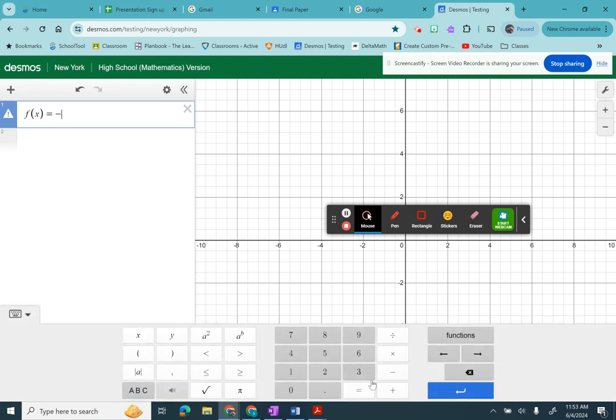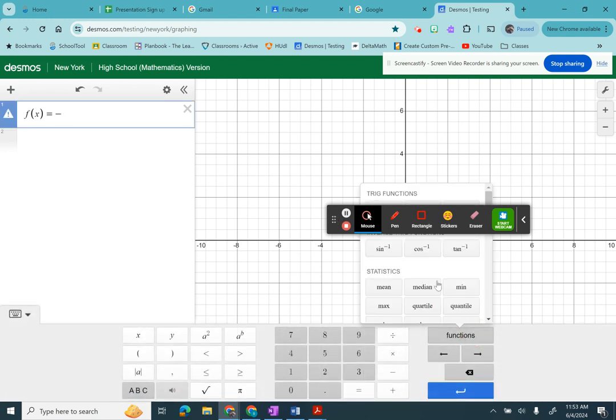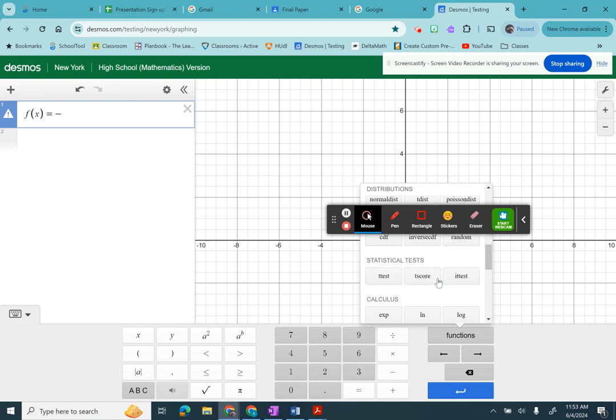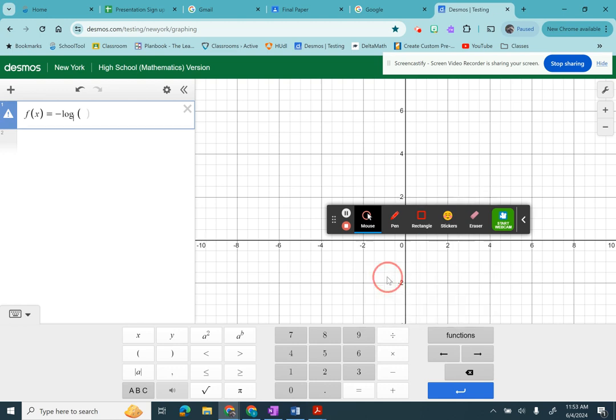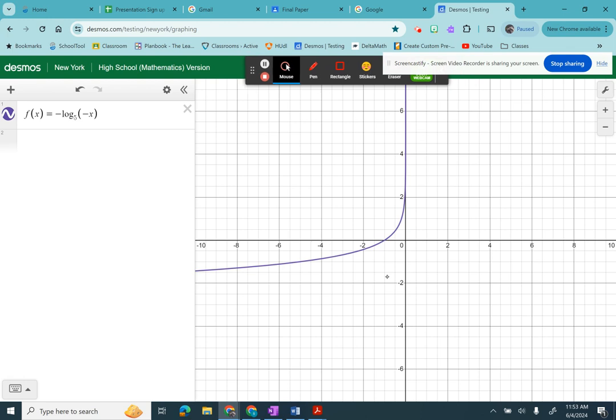So let's move the log by going to functions. Go down here to where it says log base a. So we could say log base 5 of negative x. And if I move this out of the way, we get a graph that's going down as the function values decrease. That's the only one that does that.